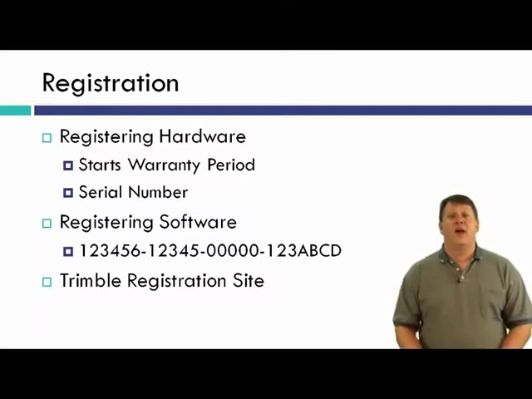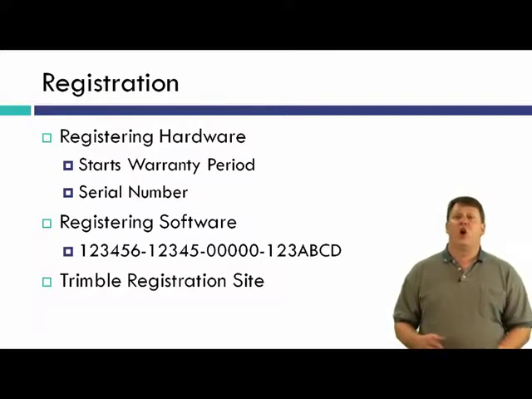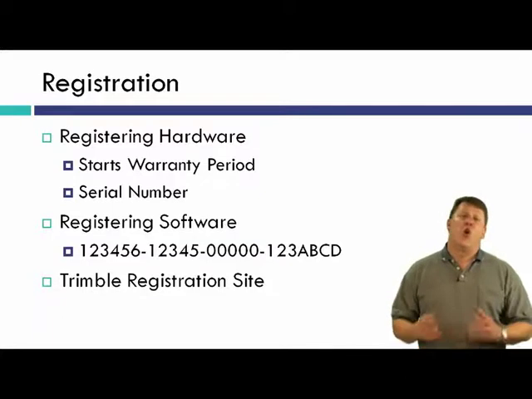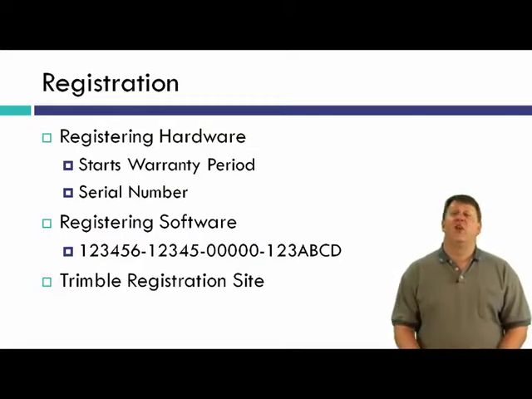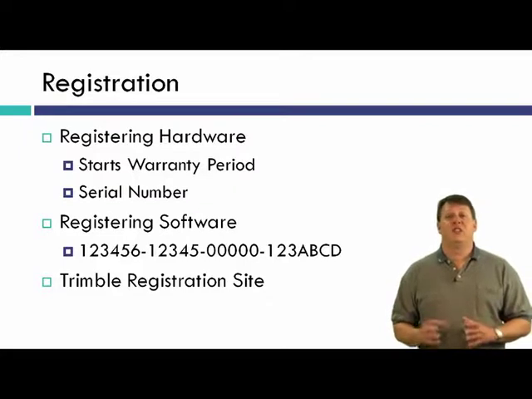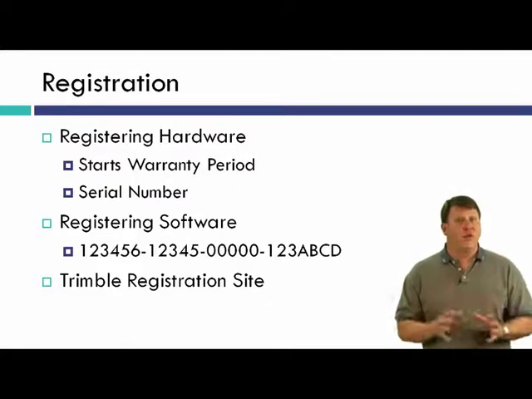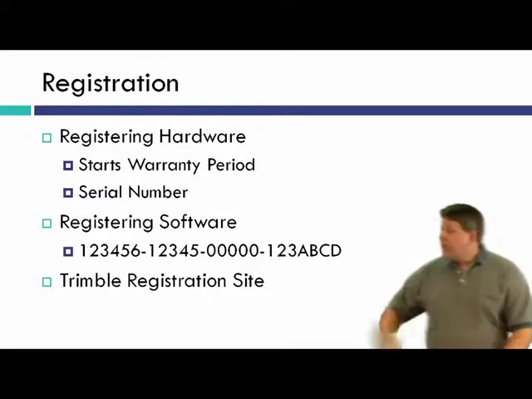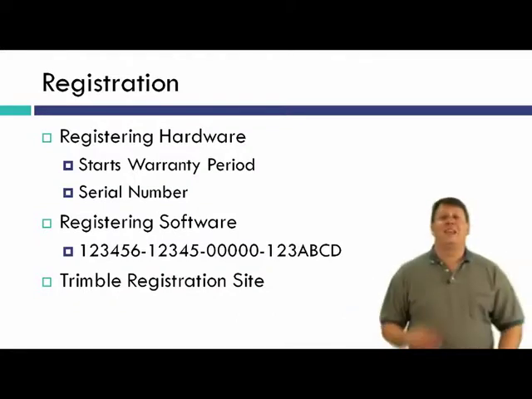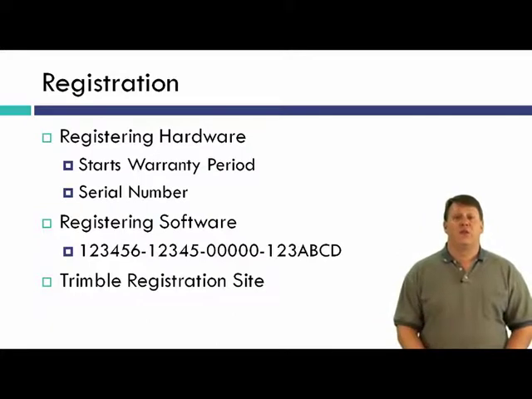The TerraSync and Pathfinder Office software come with something called a proof of purchase number, or what we call a POPN, P-O-P-N. When this number gets registered, it actually gets converted into something called an installation serial number or code. We have to have this installation serial number or code for both TerraSync and Pathfinder Office to properly install the software. At the bottom of this video, there's a link that will take us directly to Trimble's registration site.